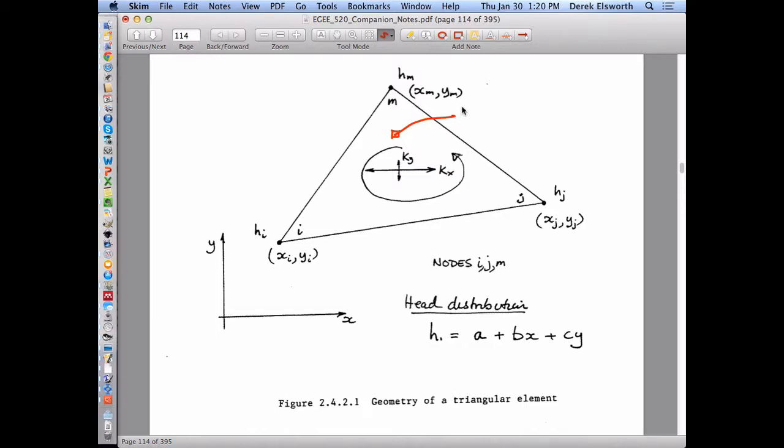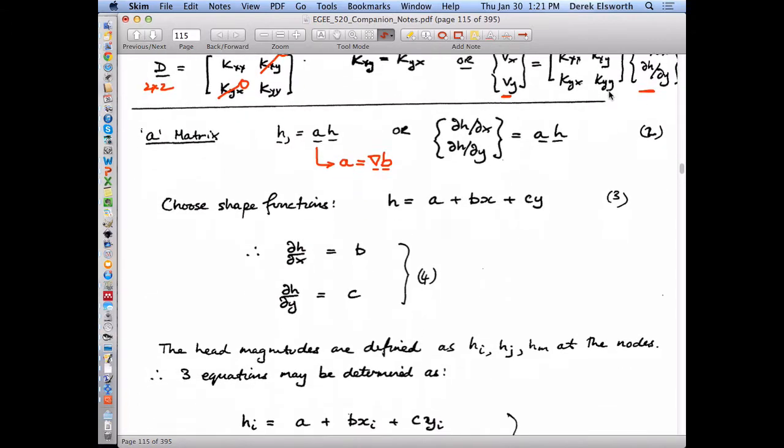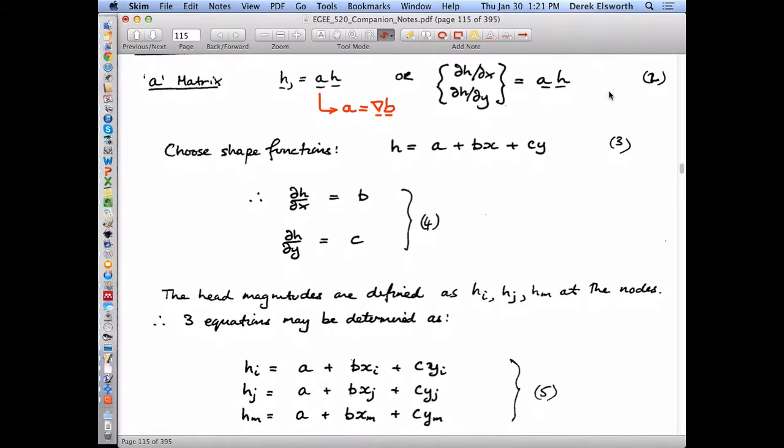So what we'd like would be a magnitude of head to be equal to some function times the magnitude of head at node i plus some function, I guess I should call these j, plus some function m. So these values we'll have because those will be our nodal variables, and we have to figure out exactly what these components should be. So that's our job. But instead of doing it the same way as we did for the two-dimensional element, we'll do it slightly differently.